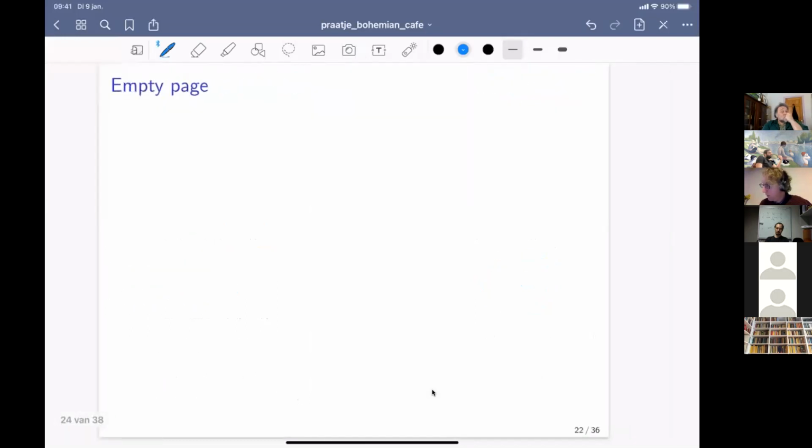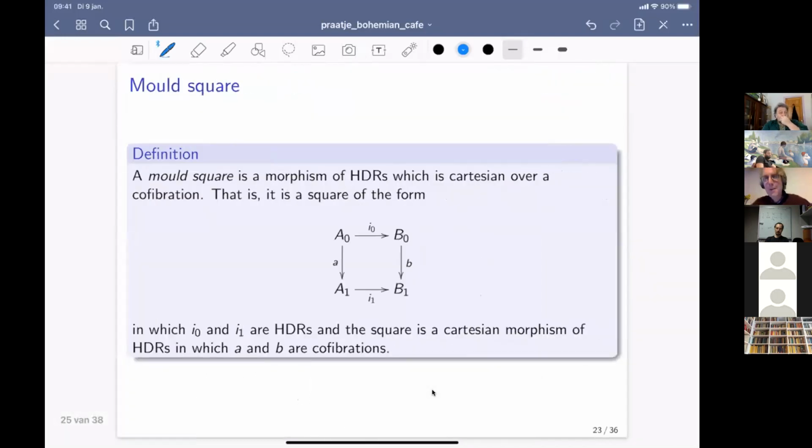Maybe I wanted to make this picture some other way. So we're almost there. I can almost state our definition of an effective configuration, but for that I first need another definition, and that's that of a mould square. What we call a mould square is, in a way, very simple to define. It is a morphism of HDRs which is Cartesian over a cofibration.